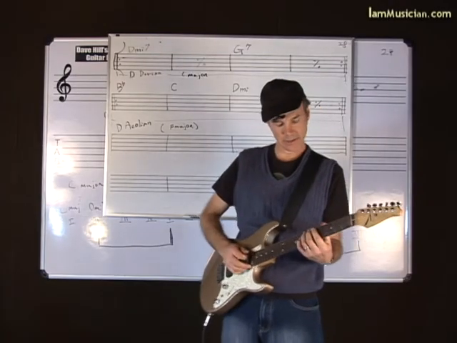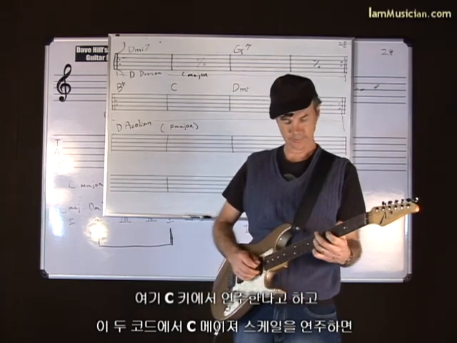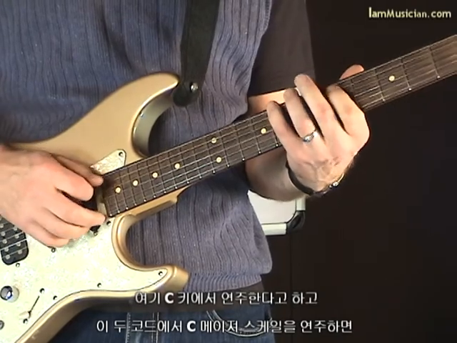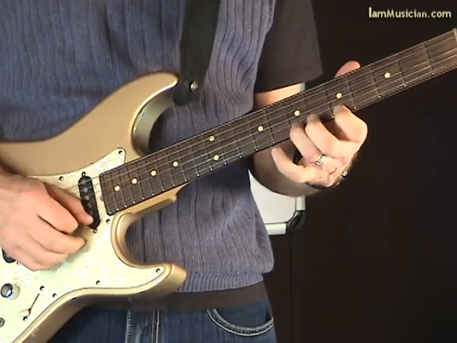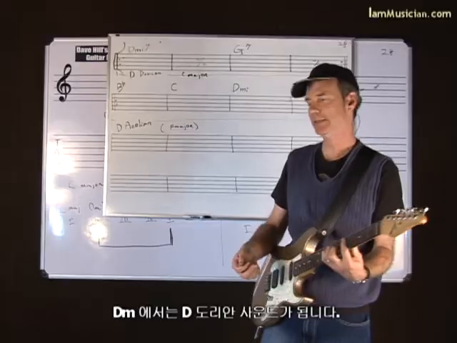Okay, so we would be in the key of C, let's say right here, like playing over these chords. And that would be like playing the C major scale right here. Of course, against D minor, it's going to sound like D Dorian.